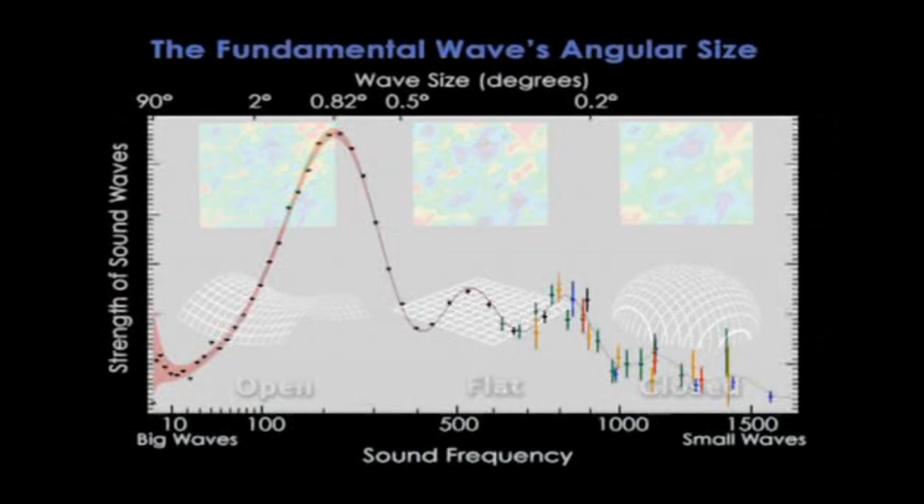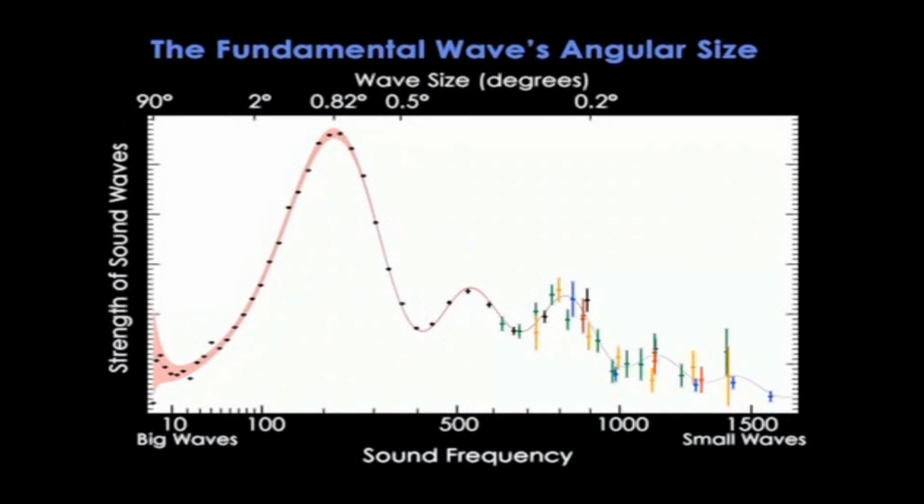Now here's a diagram we'll look at in much more detail in lecture 15. It shows the strength of the sound waves up the y-axis against their size on the microwave background along the x-axis, with big waves on the left.